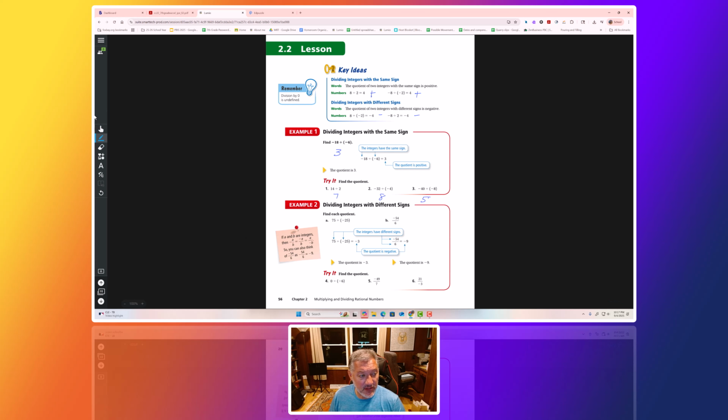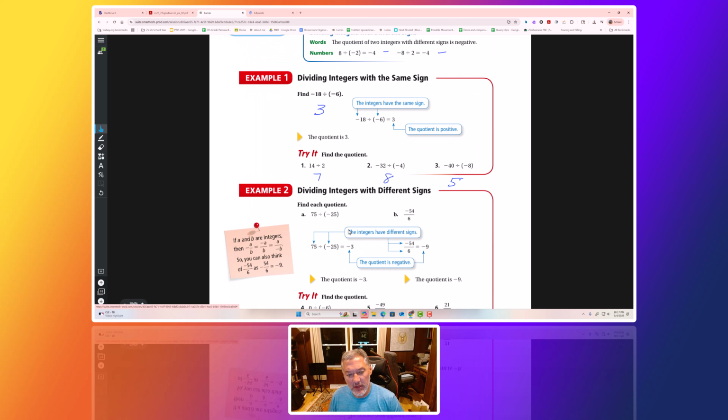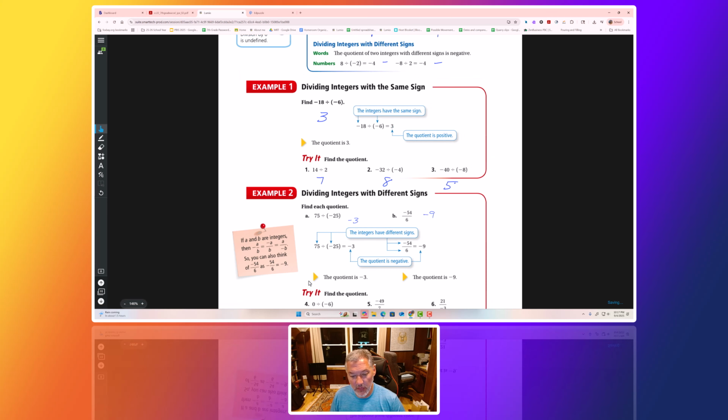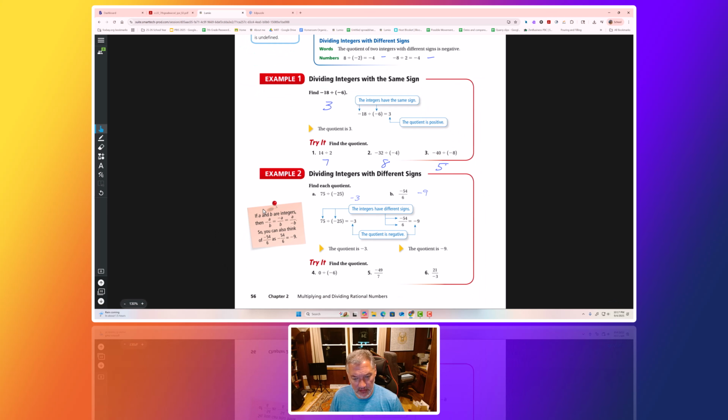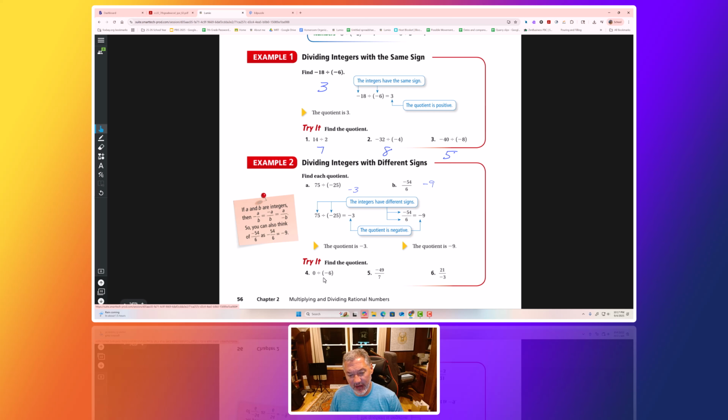If I have different signs, my answer will be a negative. So one positive, one negative will be a negative answer, so it will be negative 3. One negative, one positive, so it will be a negative 9. And then let's just keep on going here. If I have 0 divided by negative 6, well, this is that 0 rule, so it's just a 0. This is a negative divided by a positive, so it's negative 7. And this is a positive divided by a negative, so it will be negative 7 also.